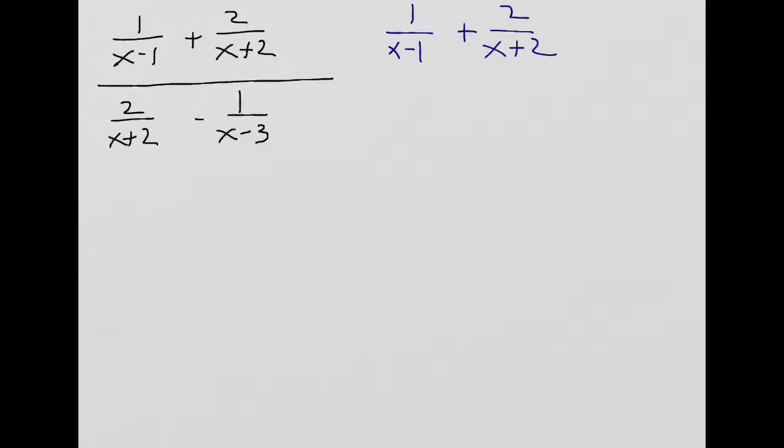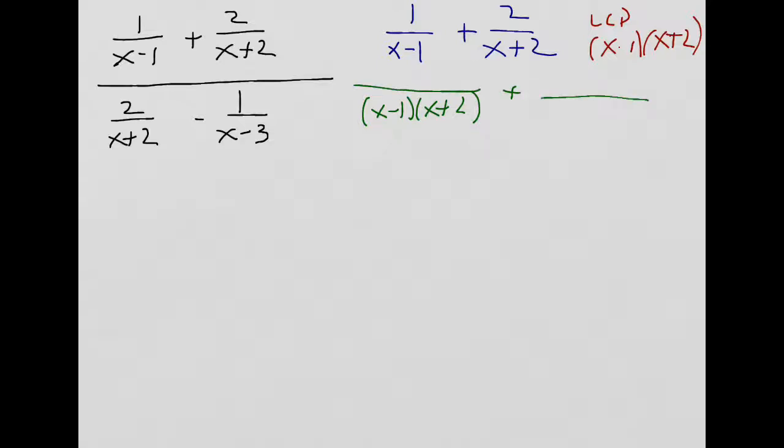So here, what's going to be the LCD? It's x minus 1 times x plus 2. It's just each of the denominators. So then what we want to do is rewrite each fraction with the LCD. There's two fractions here, so we'll rewrite each fraction with the LCD, and then we have to determine what the numerator gets multiplied by.